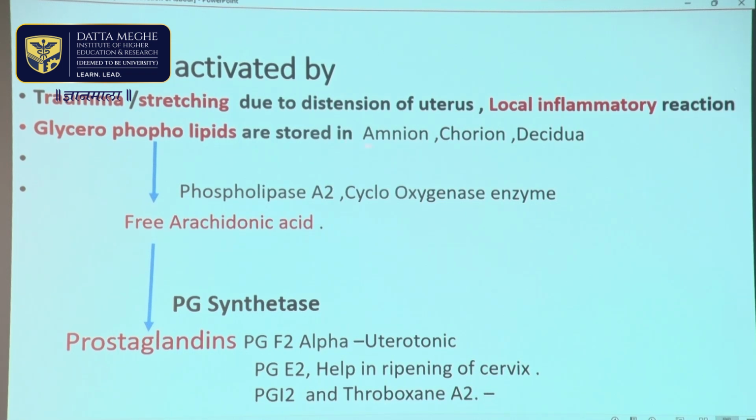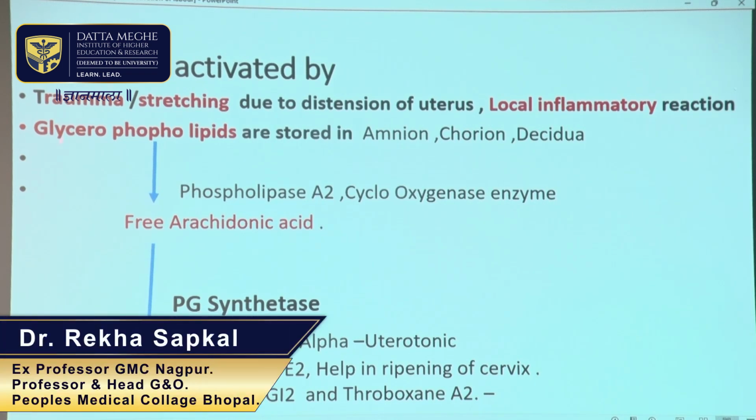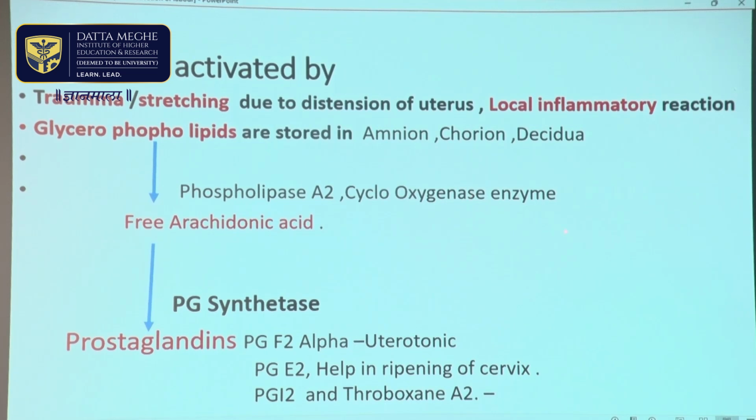Glycerophospholipids are stored in the amnion, chorion and decidua. So, prostaglandins are stored in the form of glycerophospholipids. Phospholipase A2 and cyclooxygenase enzymes convert these glycerophospholipids into free arachidonic acid, and from there prostaglandin synthetase helps in the formation of prostaglandins from free arachidonic acid.